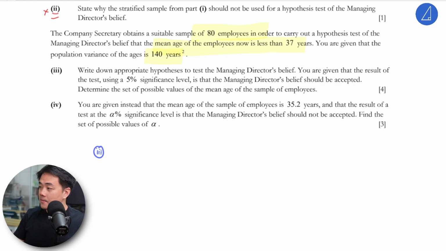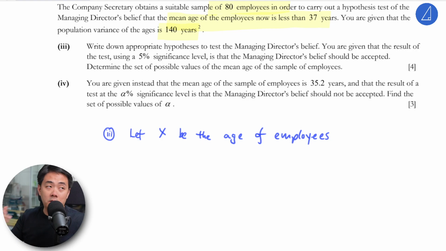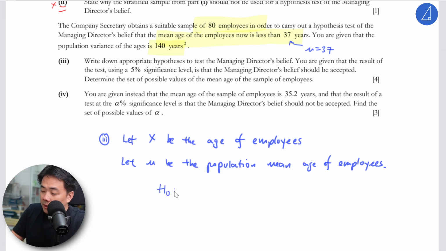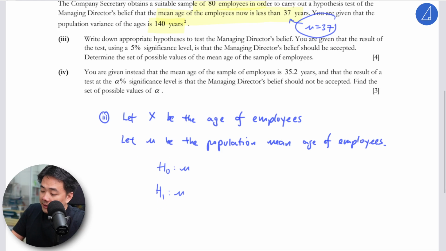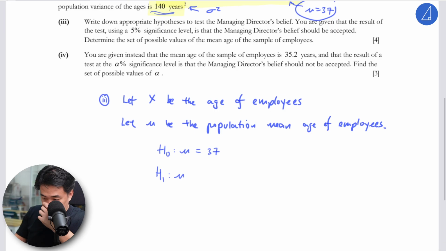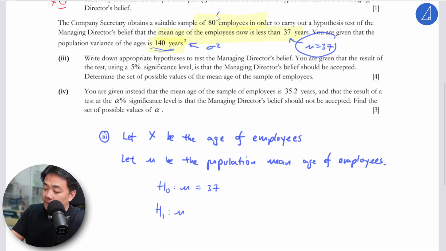So let X be this, then let mu be the population mean age of the employees. I think this is common knowledge. So this one is known to be 37, right? So H0 will be mu equals 37. He believes that, if you look at this here, H1. Okay, we know that in our syllabus we can always write 37 years. Then you're given that the population variance is 140 years, so basically this is the population variance sigma squared. N is 80.